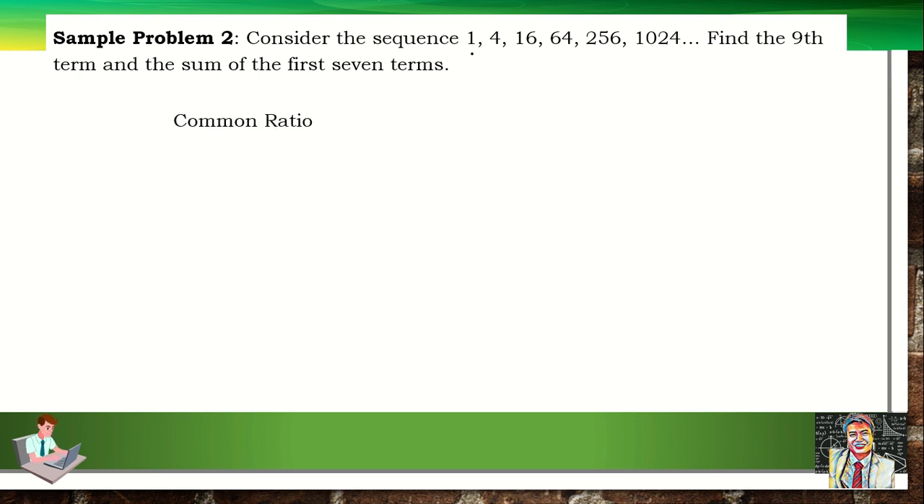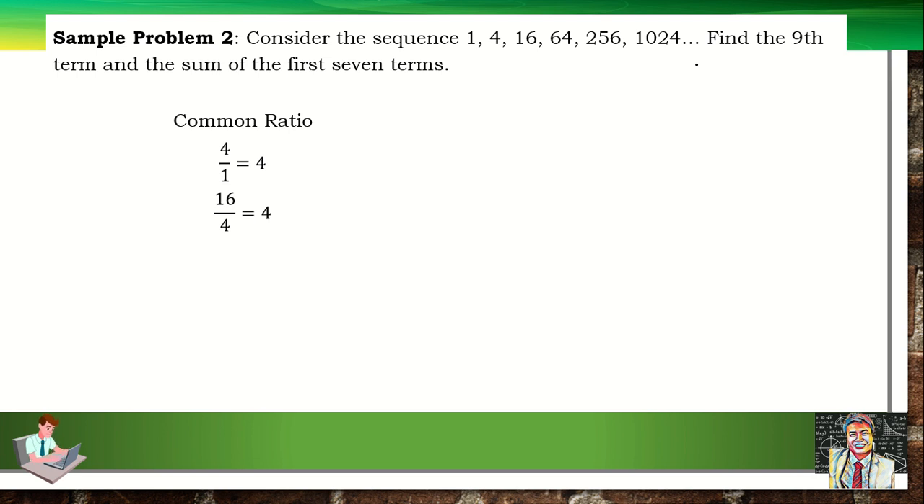By observing, titingnan natin yan. 4 minus 1 is 3. 16 minus 4 is 12. So, therefore, sa difference pa lang, wala na silang common difference. So, check natin kung meron silang common ratio. 4 divided by 1 is 4, and 16 divided by 4 is also 4. Tama? So, by observing the terms, meron silang common ratio.